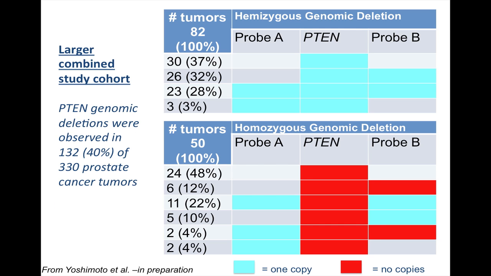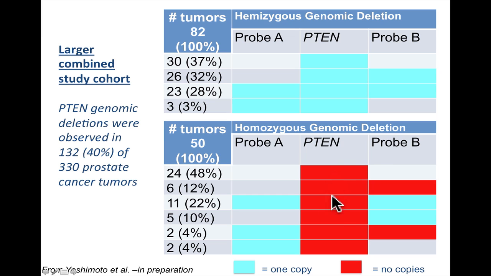In this particular paper, 330 prostate cancers were examined. It was on a tissue microarray, and about 40% of them, 132, had a deletion. And this is the breakdown. So for the hemizygous deletions, the most common one was that one that I just mentioned, keeping probe A and B, losing PTEN. Second most common loses PTEN and probe B, and so on. Similar sort of distribution in the homozygous deletions.